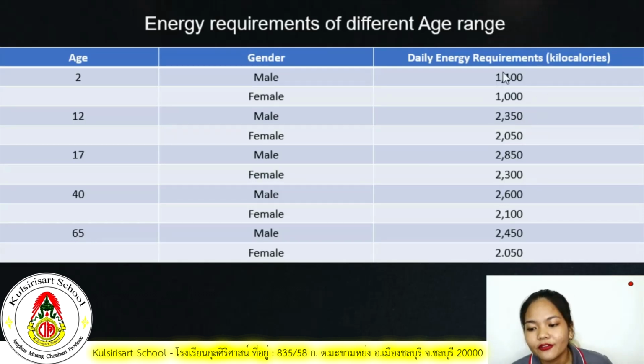Now, if you differentiate the values of all of this, you will notice that when you're young and growing, you need more energy compared to when you're older. The peak of your energy requirements is between 17 to 40 years old, because this is the time when you're growing and undergoing puberty. But when you've reached your 40s or 65, the amount of energy that you need slowly decreases as you age.